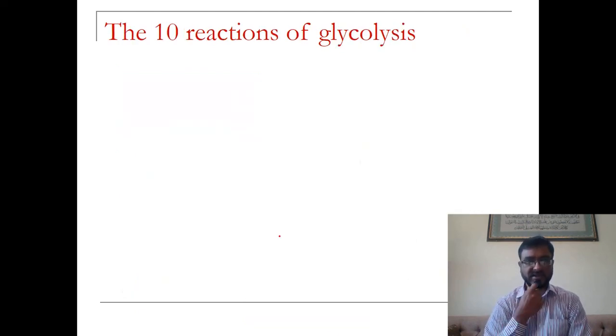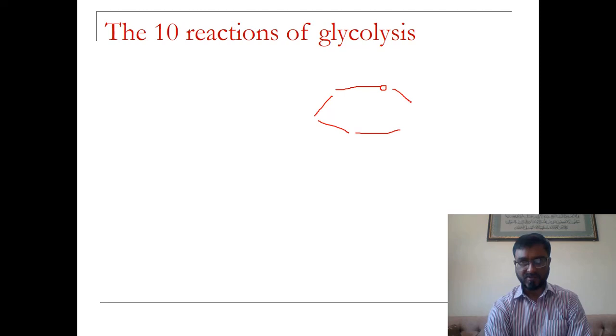There are 10 reactions of glycolysis. You have to see the structures of all that. Starting with glucose, the structure can be well described in the form of pyranose. It's a six carbon structure. Carbon number one, carbon number two, carbon three, carbon four, carbon five, and carbon six is outside the ring. So this is the structure for glucose. It's called the pyranose structure.